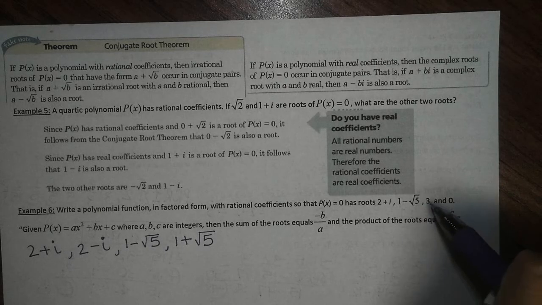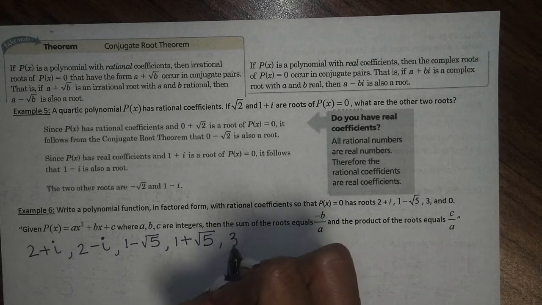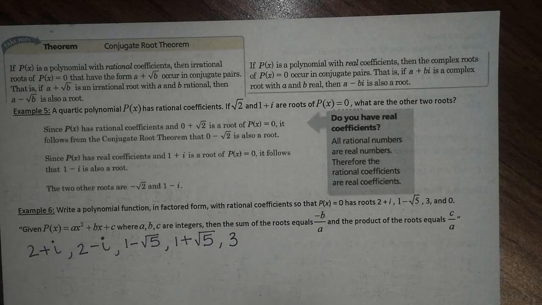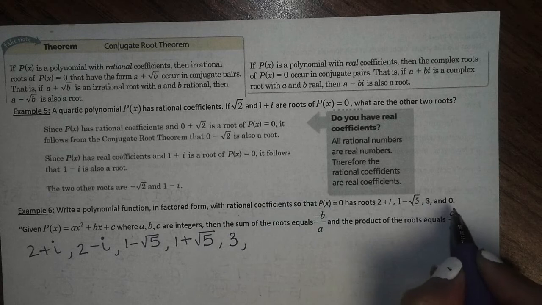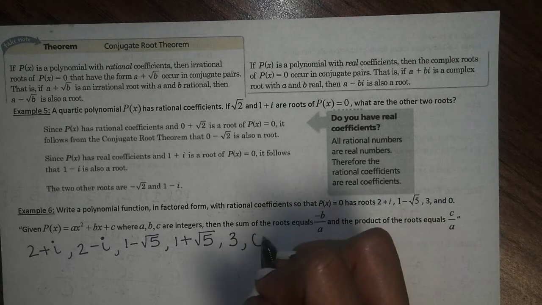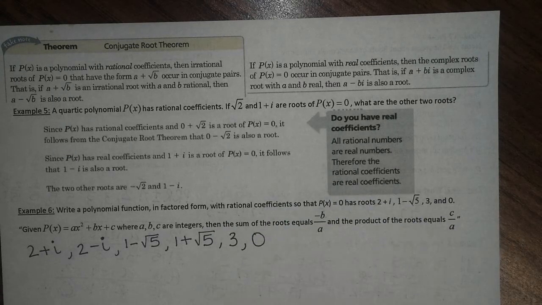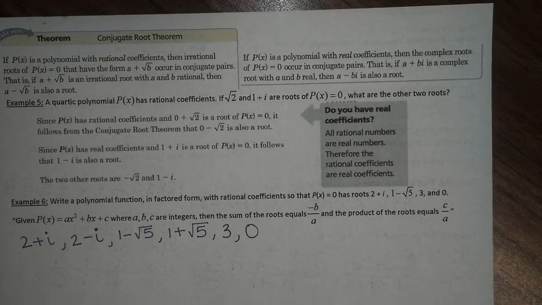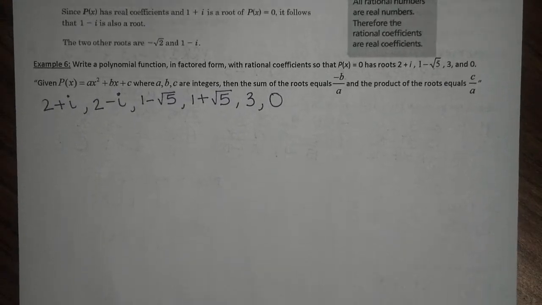And next we have 3. 3 is a root, but that's not imaginary and that's not irrational, so just 3 is the root. That's it. And then finally, we have 0 as a root. Okay, so we need to write, I guess, a big polynomial that has all of these 6 roots. So here's how you do it.